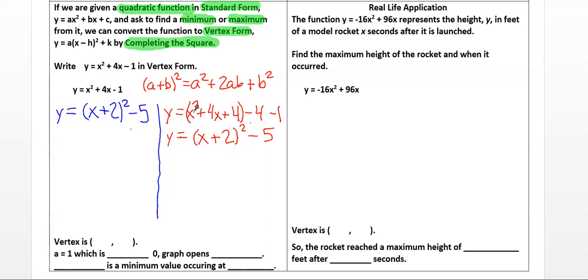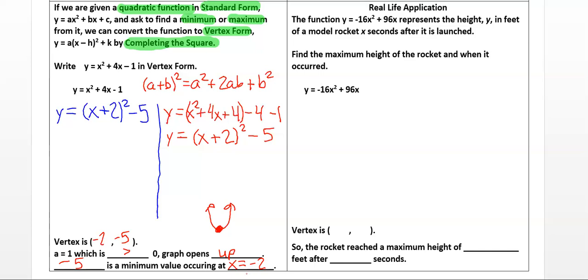Why do we do that? Look how easy. It's not that hard. Once you know how to complete the square, it can be a very, very fast way to find the vertex. This is at h, k, so the vertex is at -2, -5. A is equal to 1, which is greater than 0, so the graph opens up, right? If it's greater than 0, then it's going to be one of these. And if it's one of these, then the vertex is the bottom. So let's say -5 is a minimum value occurring at x equals -2.